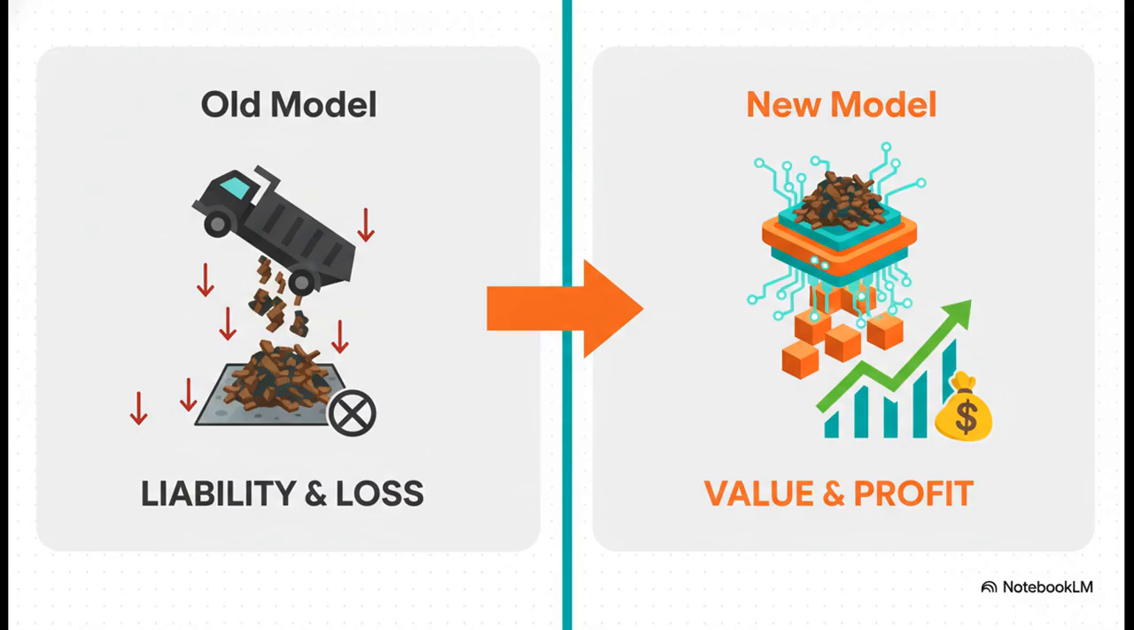Look at the difference. The old way, the haul and dump model, treats wood waste as a physical liability. It's a chaotic mess, and the only goal is to get rid of it. But in the new model, refine and monetize, that same wood becomes a verifiable asset. The process is precise, and the goal? Well, it's right there in the name, monetization.